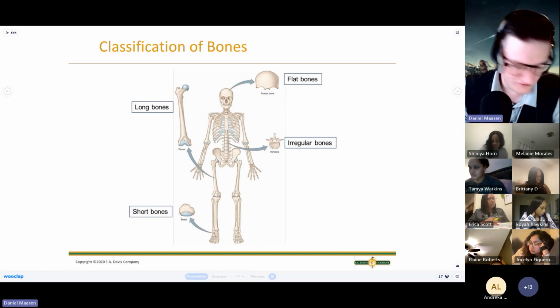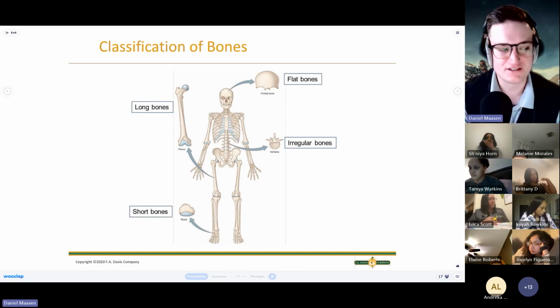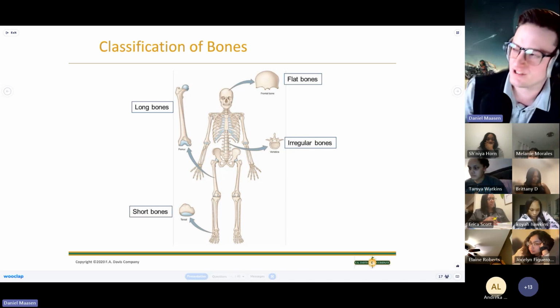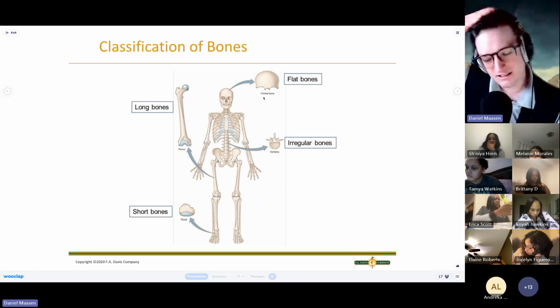But flat bones is there at the top at the skull, which is really interesting. So flat bones, and you're thinking, well, my skull's not flat.